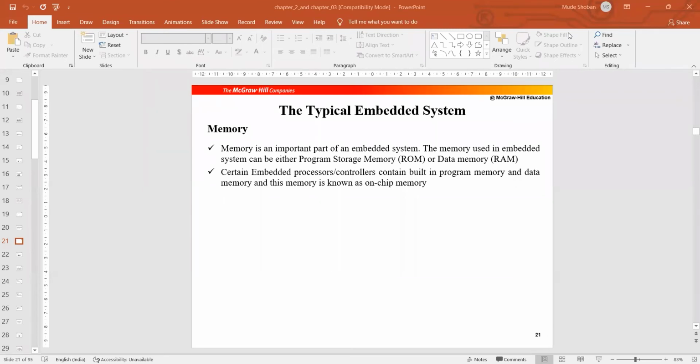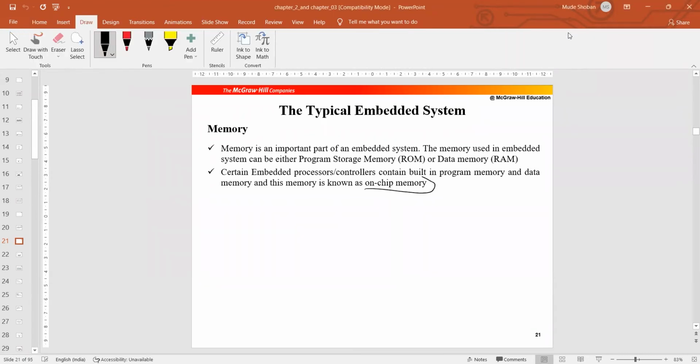Certain embedded processors or controllers contain built-in program memory and data memory, and this memory is known as on-chip memory. Right? So this is called on-chip memory because the memory is inbuilt on the device.